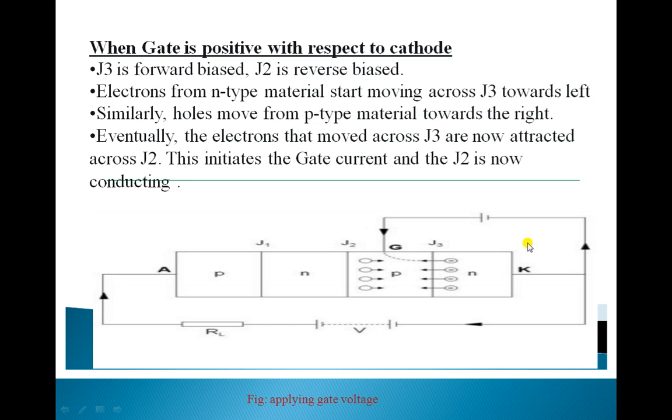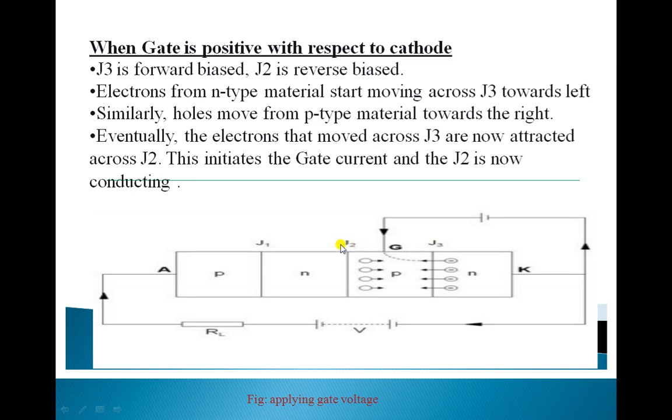Anode is connected to positive, cathode is connected to negative, but now here we have also connected the gate with the positive current. Because of this, anode and cathode are connected to positive and negative of the battery. So junctions J1 and J3 are forward biased, and junction J2 is reverse biased.